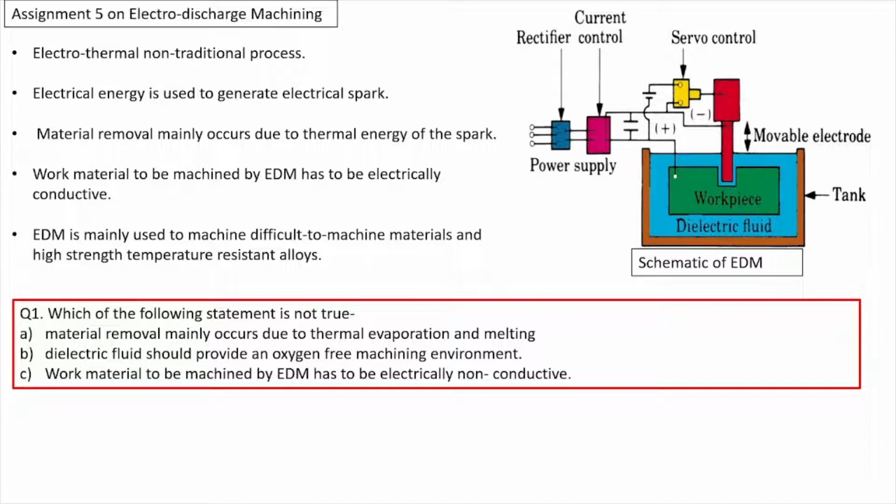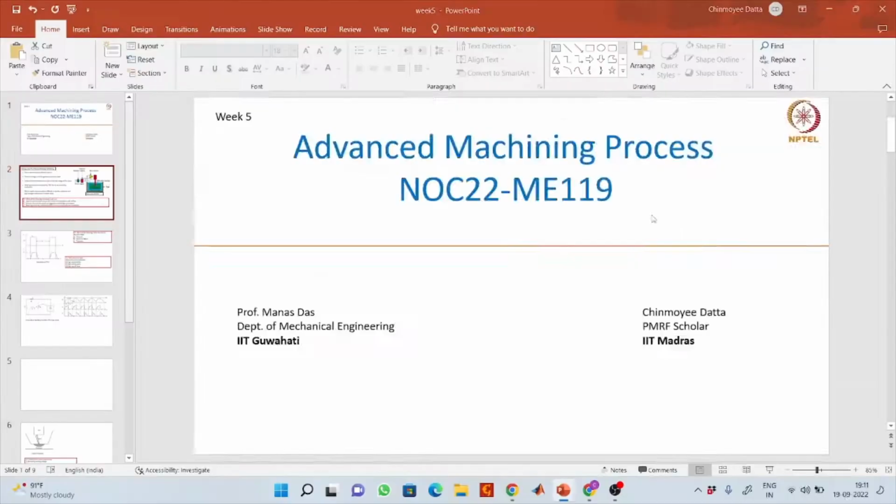The resistance of such a spark, or plasma channel, will be very low, so suddenly a large number of electrons flow from the tool to the workpiece.